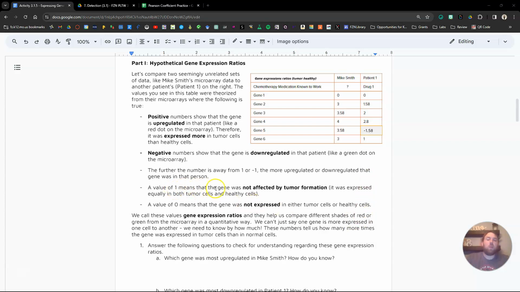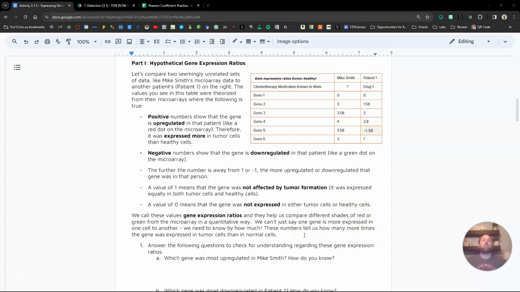Now, a value of 1 means that the gene was not affected by tumor formation. So this one right here wasn't turned on when it became a tumor. It was already on. And a value of 0 means that the gene was not expressed in either tumor cells or healthy cells. When that cell became tumorous, it did not turn on. It already wasn't on though, so we don't care much about it.